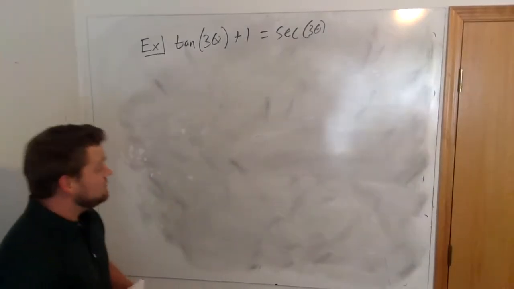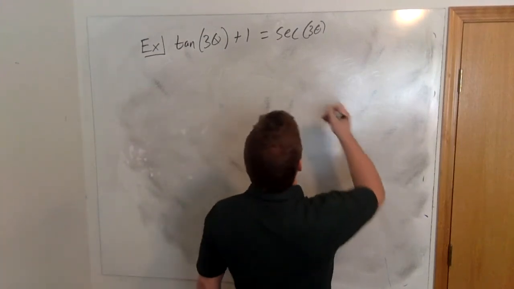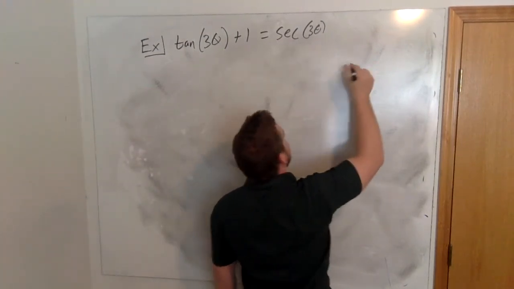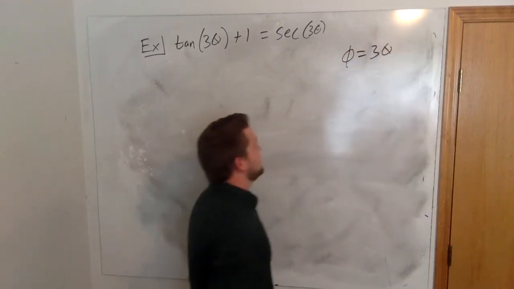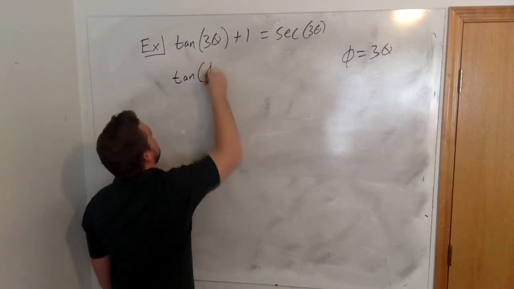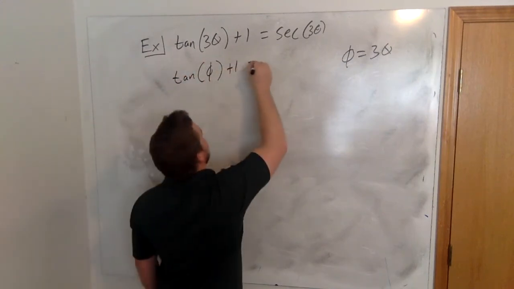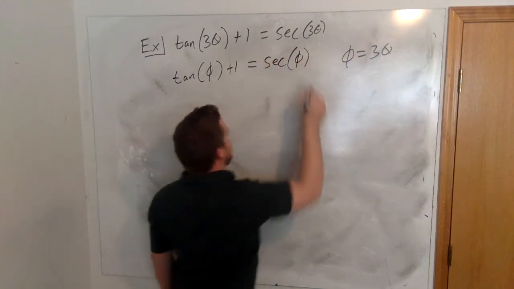Okay, I think there are a couple good ways we could solve this one. What I'm going to do here is, since this is a 3 theta, let's go ahead and let phi be the same thing as 3 theta. So this becomes the tangent of phi plus 1 is equal to the secant of phi.